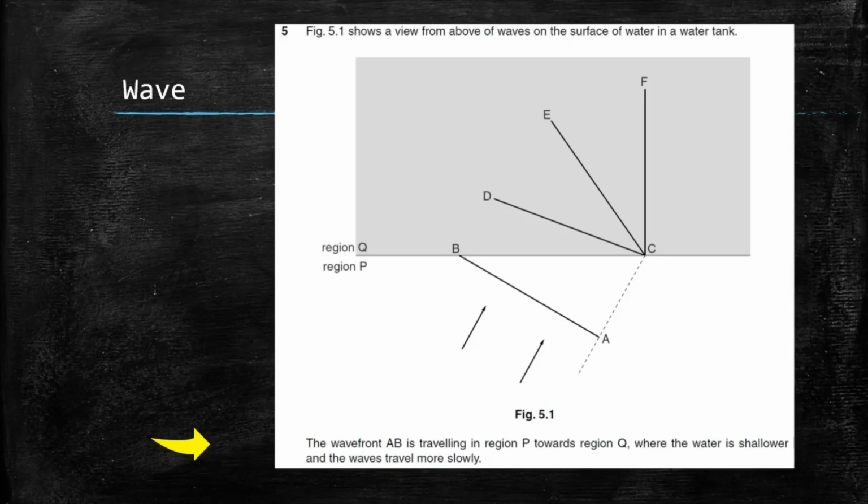Number 5. Figure 5.1 shows a view from above of waves on the surface of water in a water tank. The wavefront AB is traveling in region P towards region Q, where the water is yellower and the waves travel more slowly.